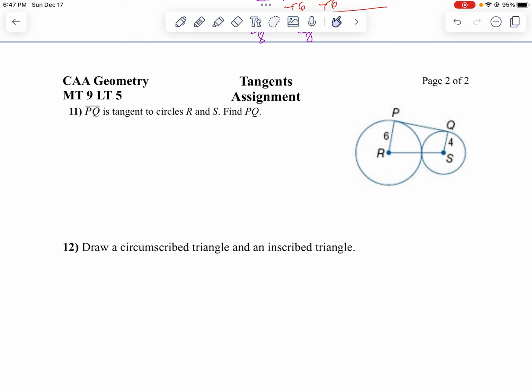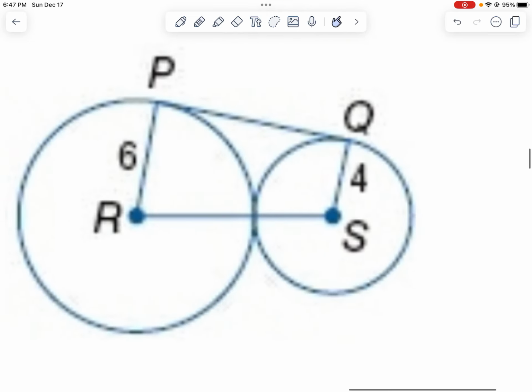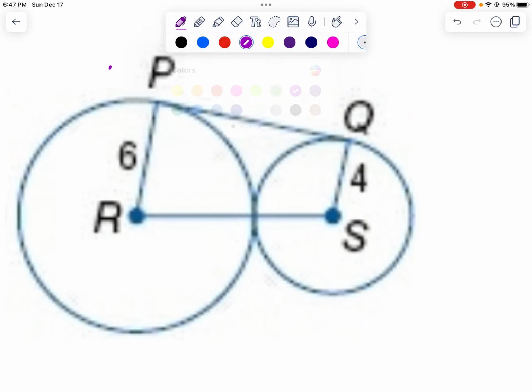The only thing I know is angle P and angle Q are 90 degrees, because we know a tangent and a radius make a 90-degree angle. Well, I think that's the key. Let's draw in another line so we get a rectangle. I'm not very good at drawing, but something like that.